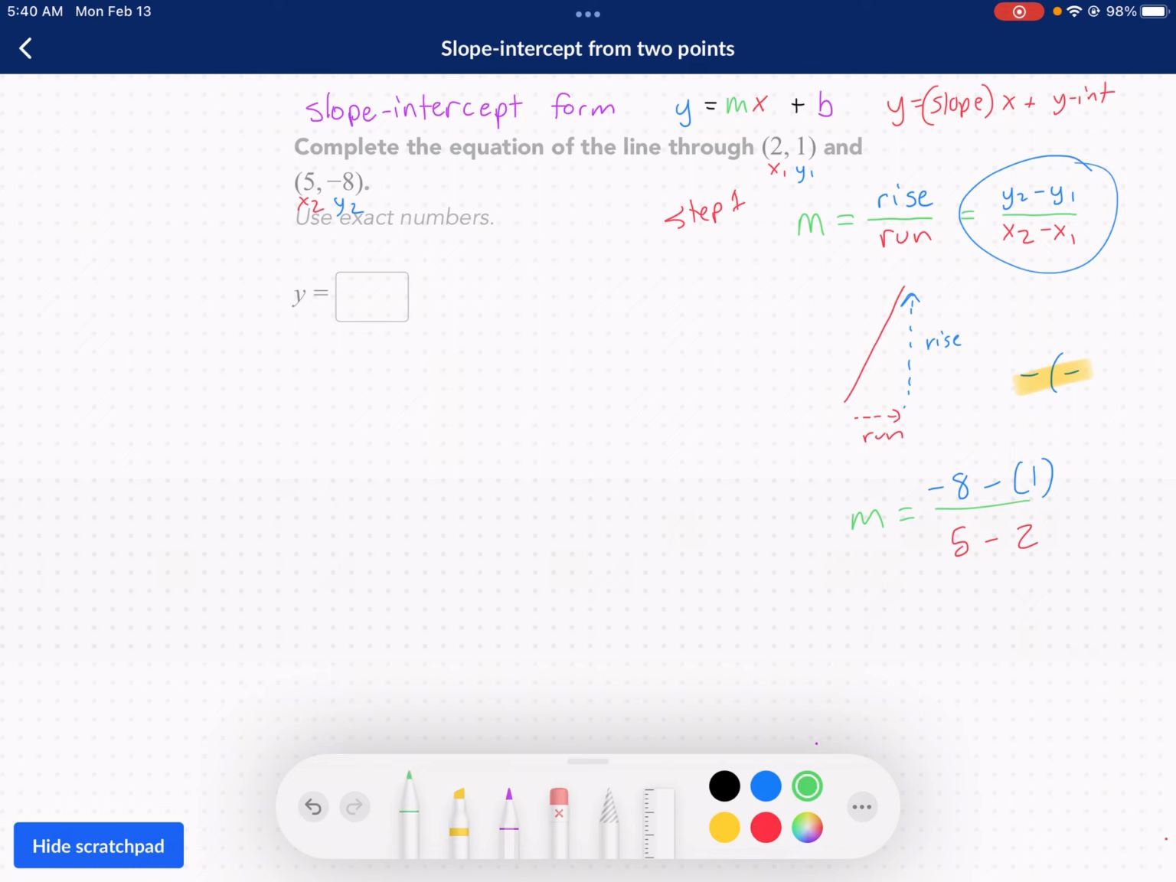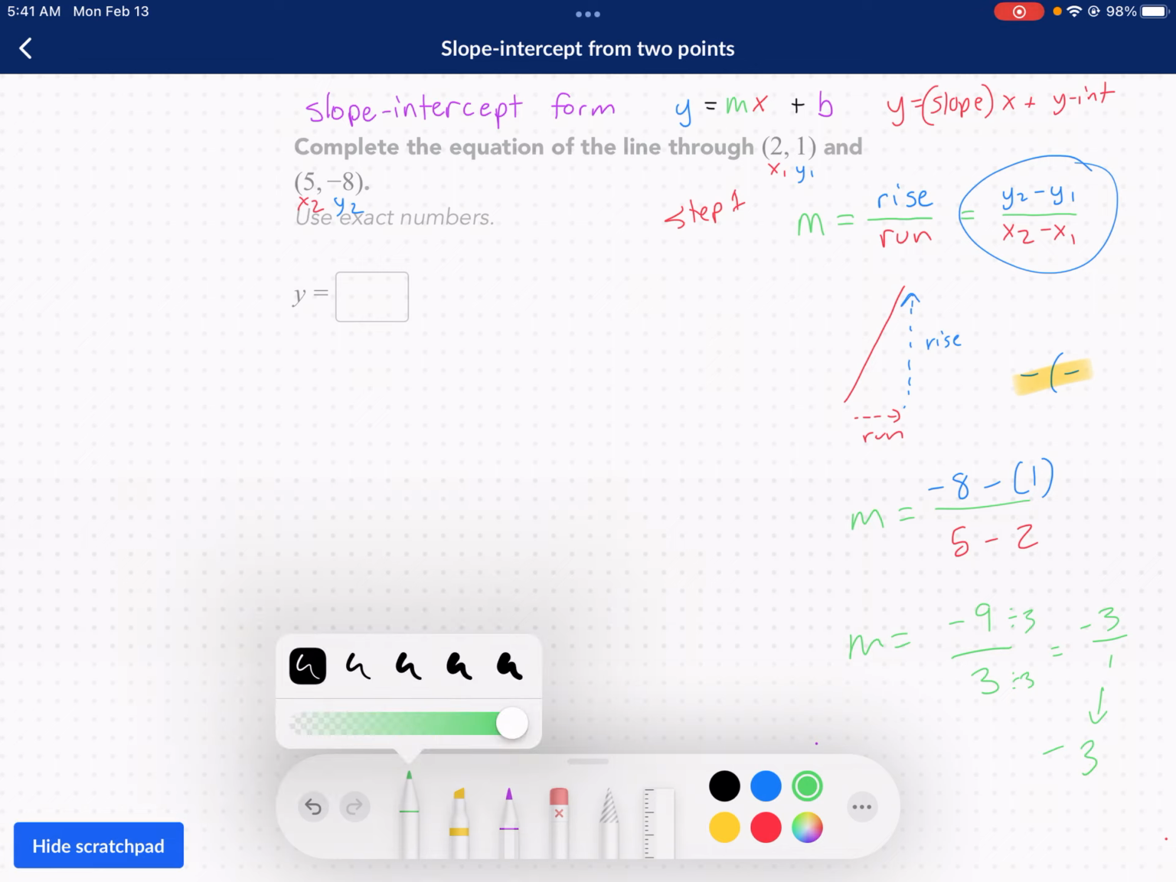And now we just simplify. We're going to evaluate the top. We have negative 8 minus 1. That's going to give me a negative 9. And then we have a 5 minus 2, and that gives me positive 3. I need to reduce this fraction. They both have factors of 3, so divide top and bottom by 3. And that gives me negative 3 over 1, or simply negative 3. So I have my slope now.